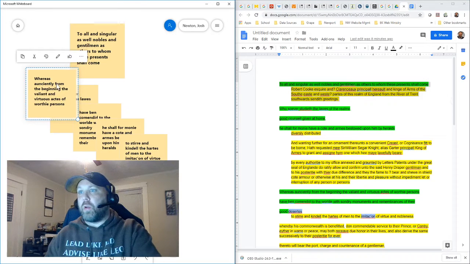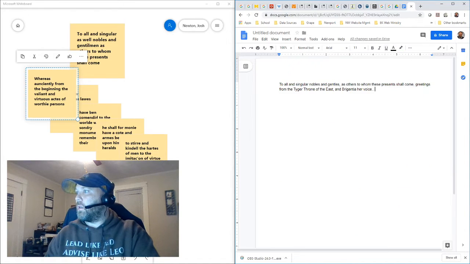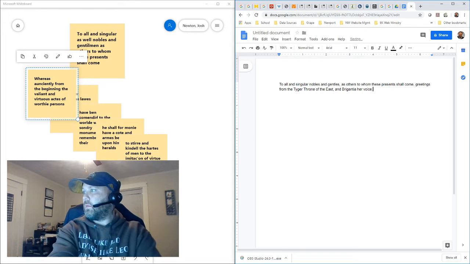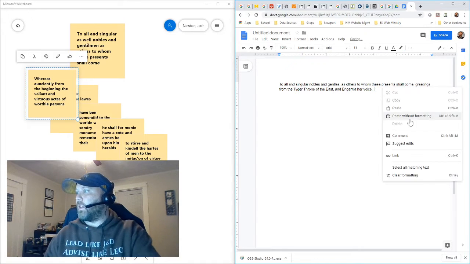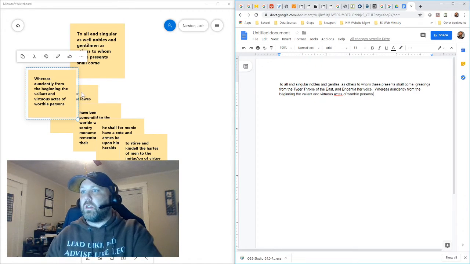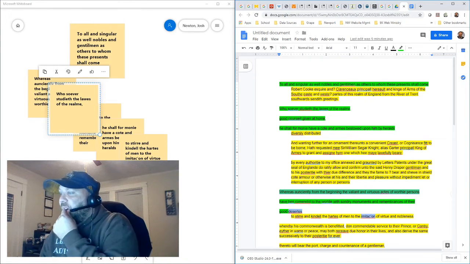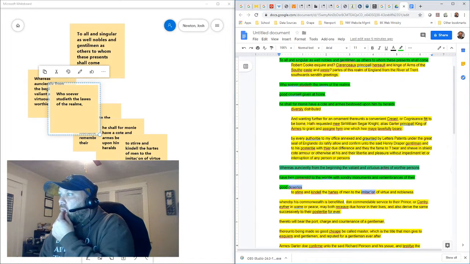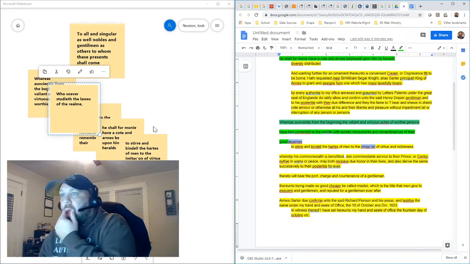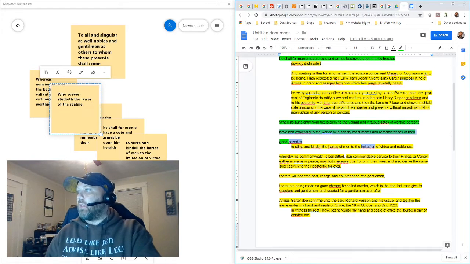Okay, the next thing we're going to do is "whereas anciently from the beginning, the valiant and virtuous acts of worthy persons." Okay, that's actually the extent of what I have there, so that's fine. This is actually already in order.